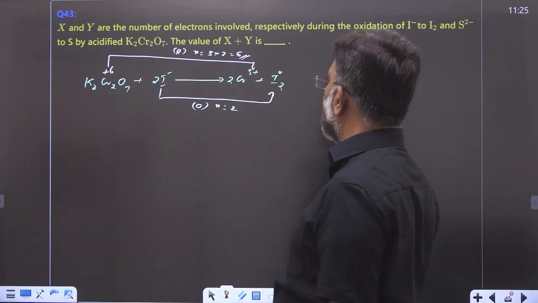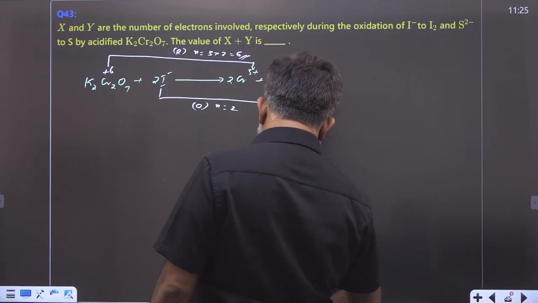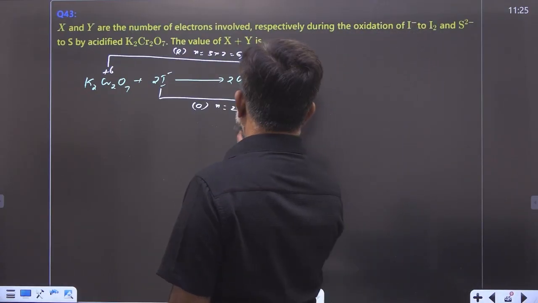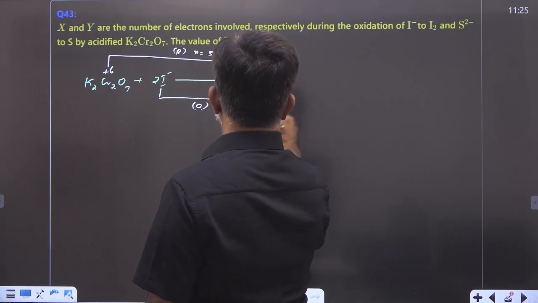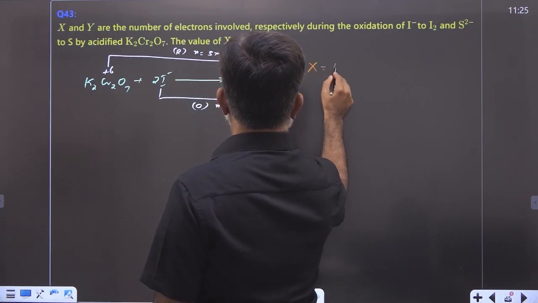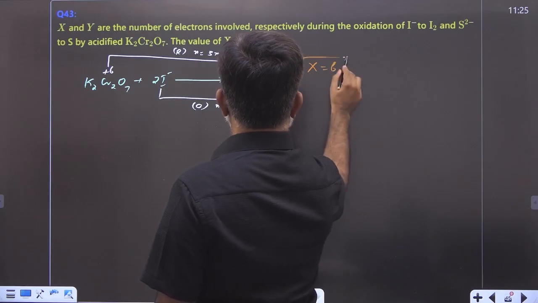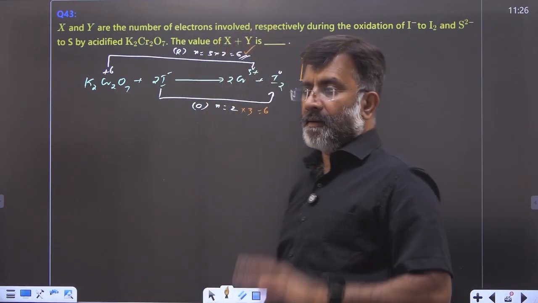So when you balance it, what you're going to get is, here a 1 into 3 should come, so that it becomes equal to 6. So here x is 6. x is 6.